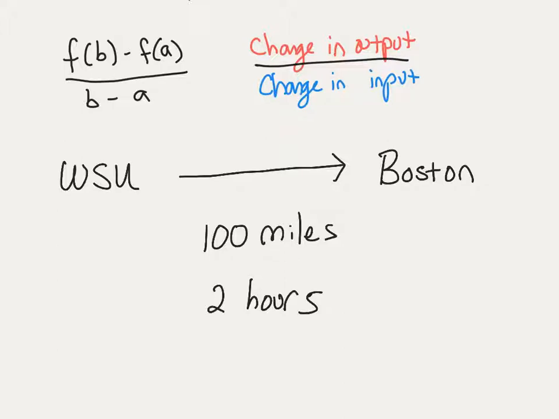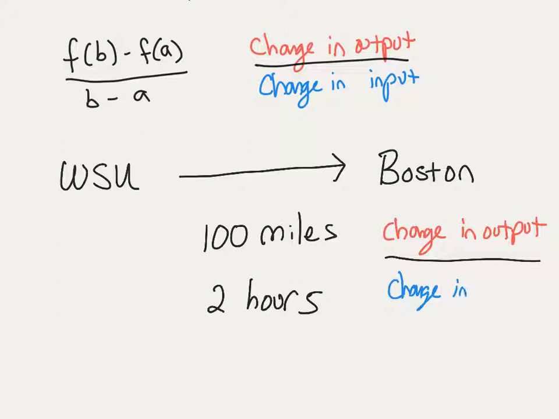So this 100 miles is the total change that I'm experiencing on my trip from WSU to Boston, my change in output. This is the change in output for my function. And if I think about my inputs, it took me 2 hours. My starting time was 0 hours, and my ending time was 2 hours. So the 2 hours really is the total change in time that I've experienced, which is a change in input.